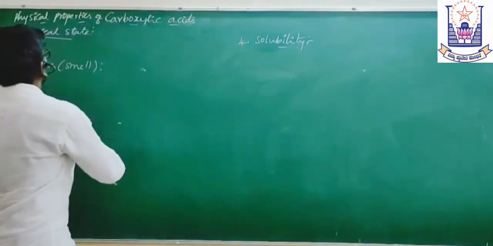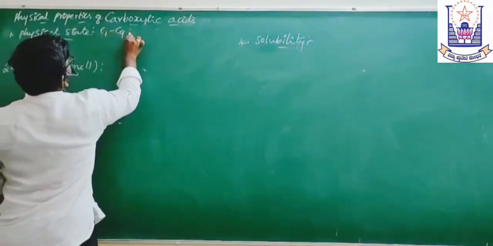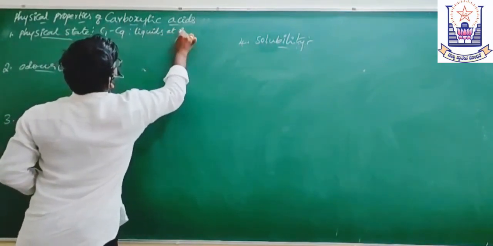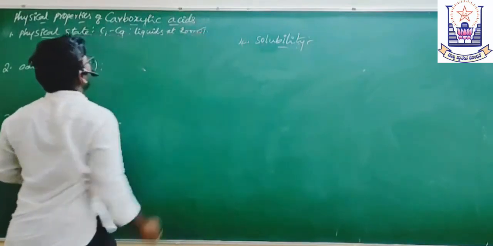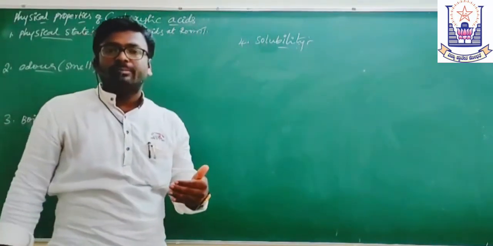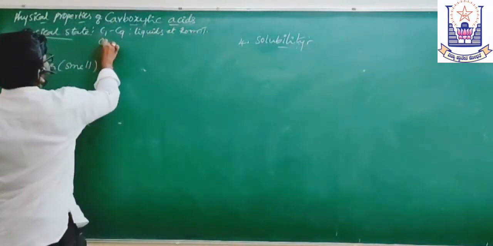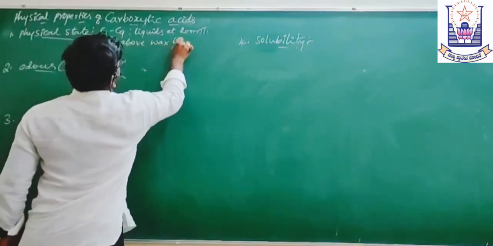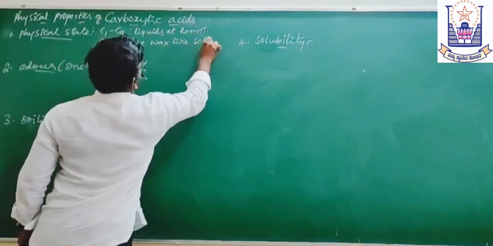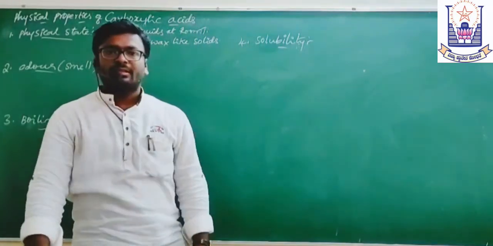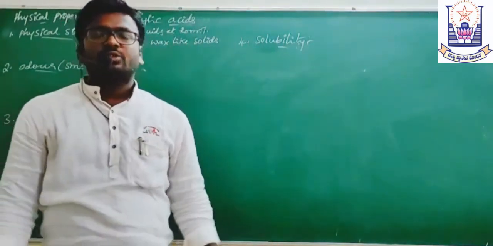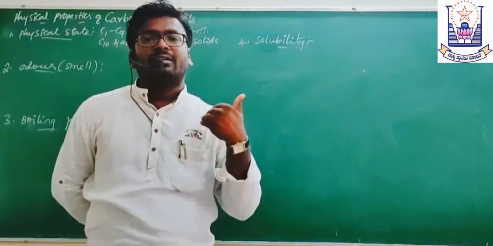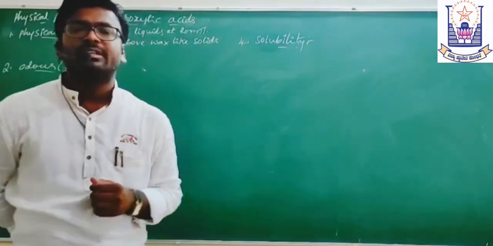These are liquids from C1 to C9 at room temperature. And after 9 carbon atoms, these will be wax-like solids. C10 and above are wax-like solids at room temperature. Okay. The carboxylic acids, due to association of the molecules, start from liquid at room temperature, then become wax-like solids.